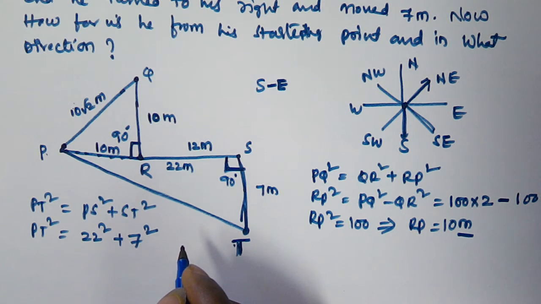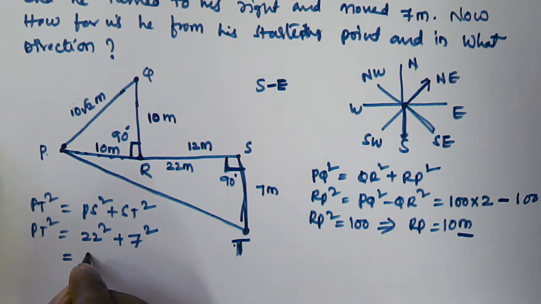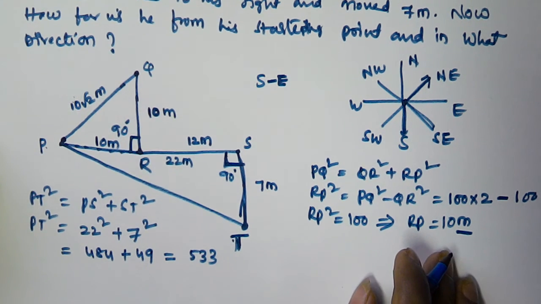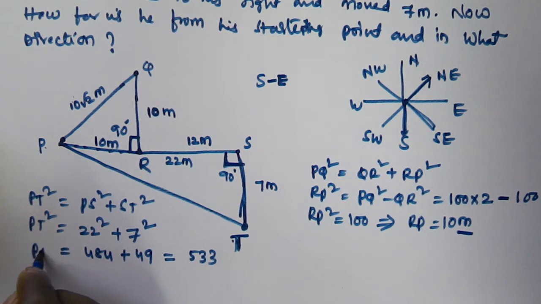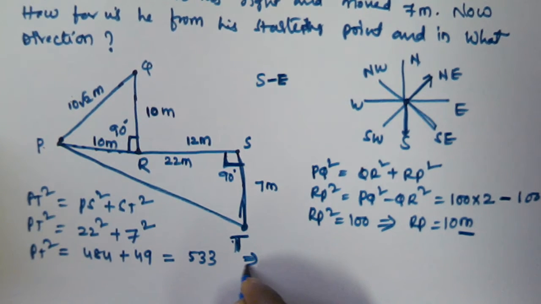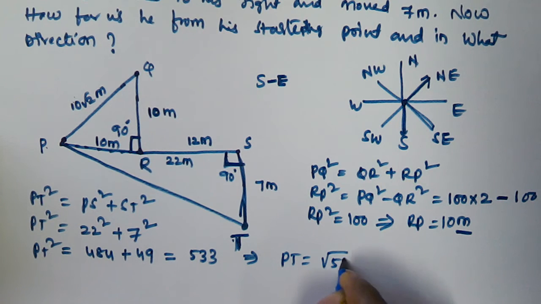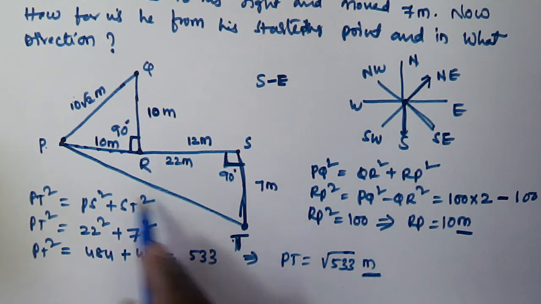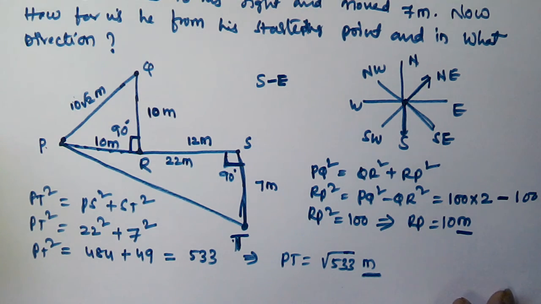22 square is 484, plus 7 square is 49. If you combine these two, we get 533. So this is equivalent to PT square. From this we get PT equal to under root 533 meters. So from the starting point, he is at a distance of under root 533 meters in the southeast direction.